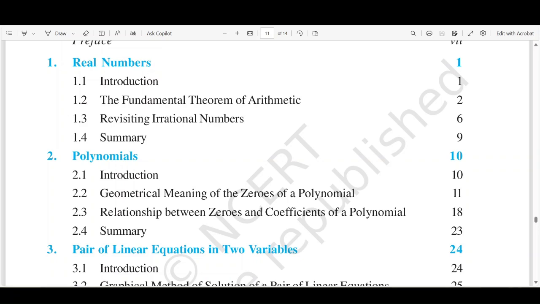In today's video, we will be discussing CBSE Class 10 Maths Chapter 2 Polynomials. We have 4 sections: Introduction, Geometrical meaning of the zeros of a polynomial, Relationship between zeros and coefficients of a polynomial, and Summary.